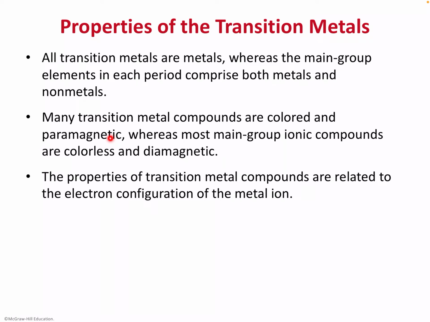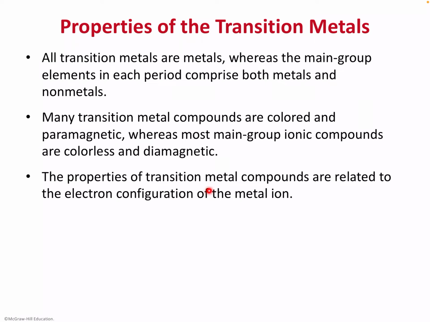What is paramagnetic? Paramagnetic means that when you have your electron configuration, you will have unpaired electrons. When you have unpaired electrons, we call it paramagnetic. And if all the electrons are paired, we call them diamagnetic. Okay, dia means two, para means one electron. Most main group ionic compounds are colorless and diamagnetic, and transition metal compounds are paramagnetic and they are colorful. Okay.